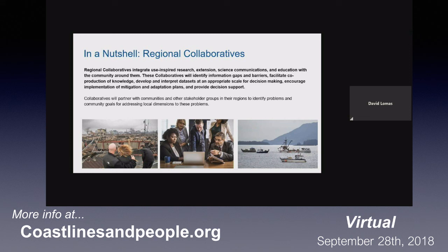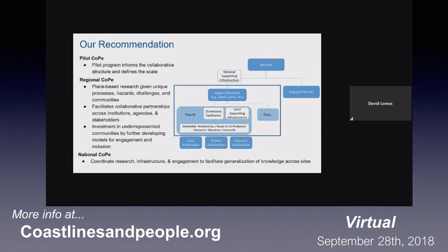The mission of these collaboratives would be to partner with coastal and Great Lakes communities and other stakeholder groups in their regions to identify problems and community goals for addressing the mission using a three-tiered approach. A pilot program first to inform the structure of these collaboratives and define the scales at which they would work. Then, once the structure and approach are defined, regional collaboratives could be established to conduct place-based research defined through co-production, given the location, community, coastal processes, hazards, challenges, and opportunities.